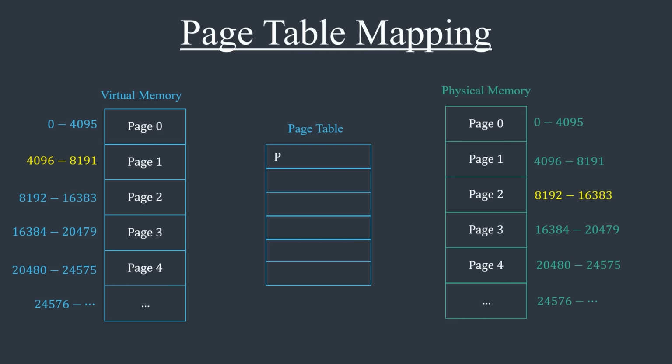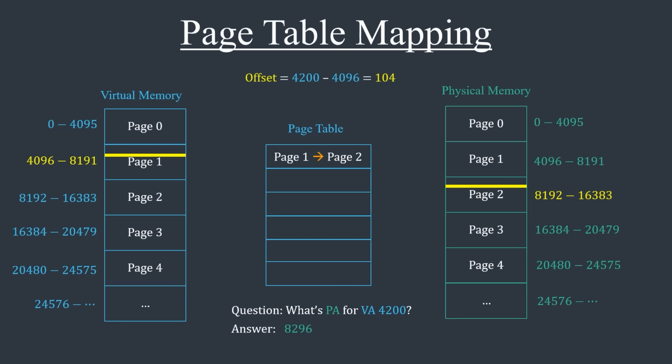What is the physical address for the virtual address 4200, for example? The answer is 8296. Because each individual address in the virtual page is mapped to the physical address using the same offset. Address 4200 is offset by 104 from the start of the virtual page 1, so we know that it's going to be offset by the same number of bytes in the physical page, which starts at 8192.